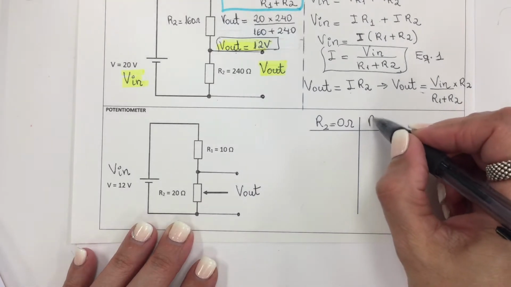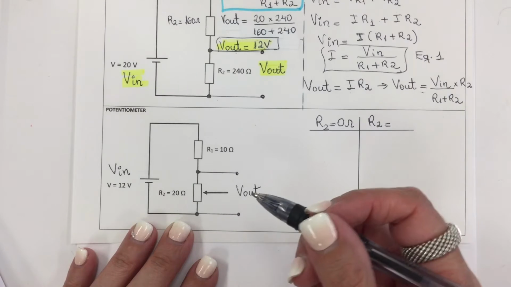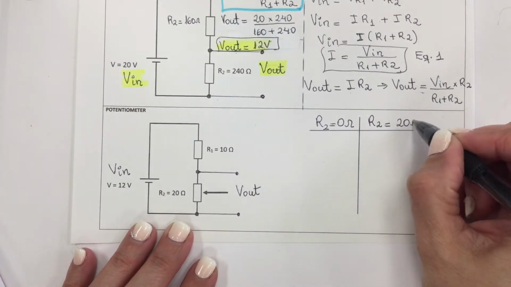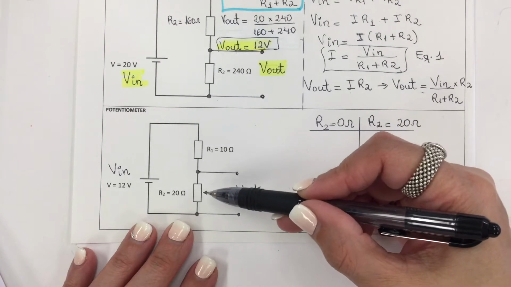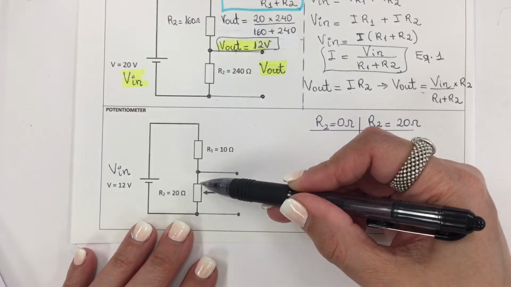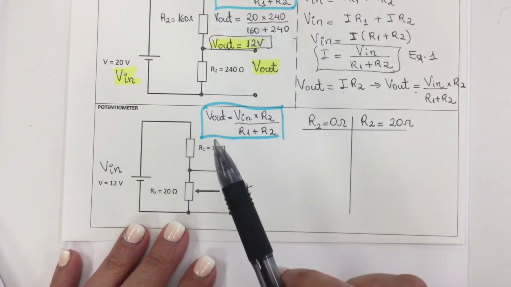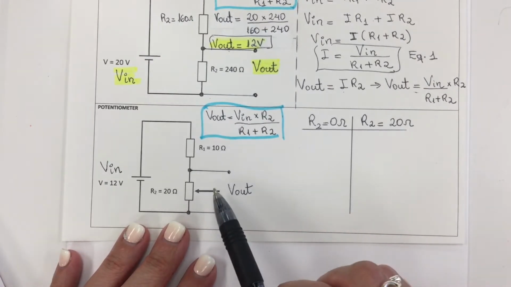And when this potentiometer is set on its maximal value, which is 20 ohms. This line in the middle indicates a slider that is moving from 0 to 20 ohms. So I'm using this formula to find the output voltage for this potentiometer.